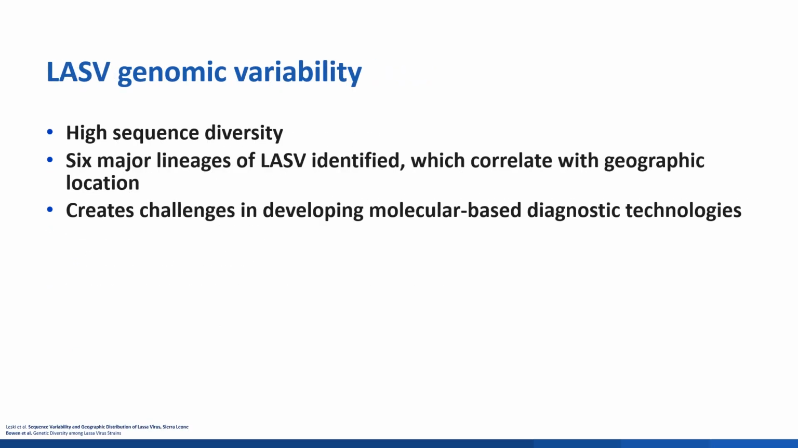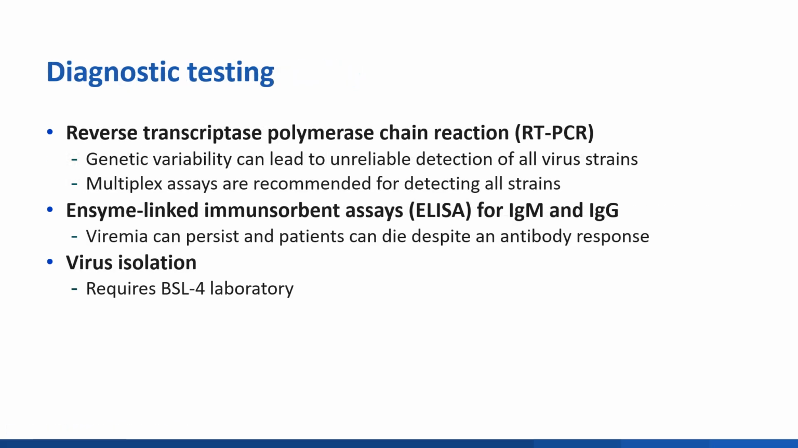Genomic sequencing of Lassa virus strains has revealed high sequence diversity and at least 6 major genetic lineages which correlate with geographic location. The high degree of sequence divergence of Lassa virus genomes poses a significant challenge to the development of molecular diagnostic technologies. The method of choice for the early detection of Lassa virus in the blood is reverse transcriptase polymerase chain reaction, or RT-PCR.